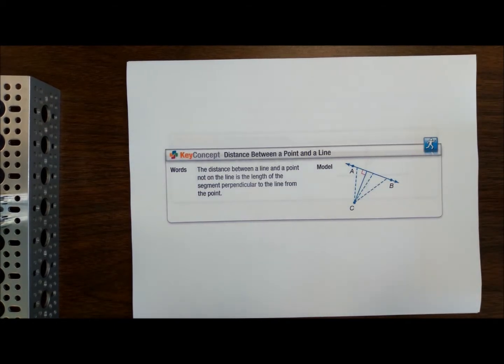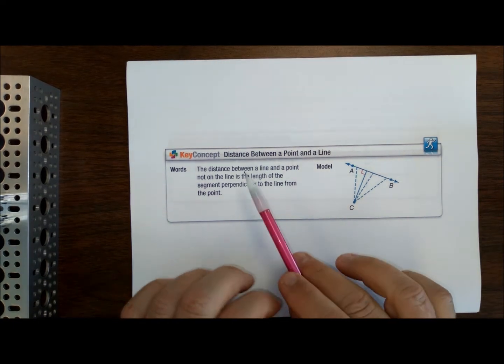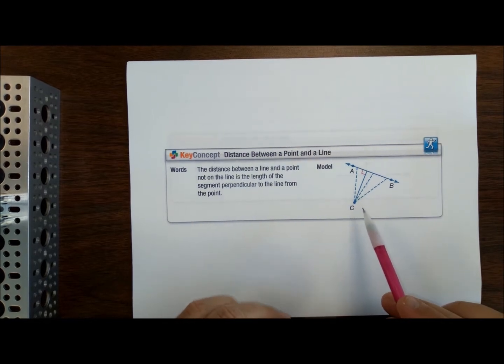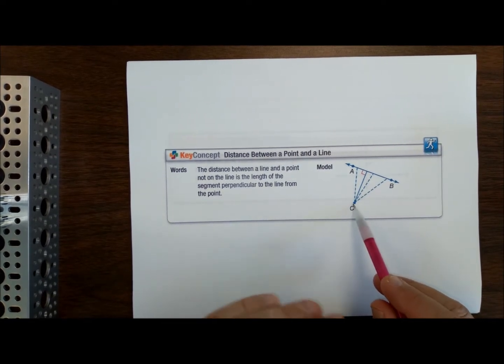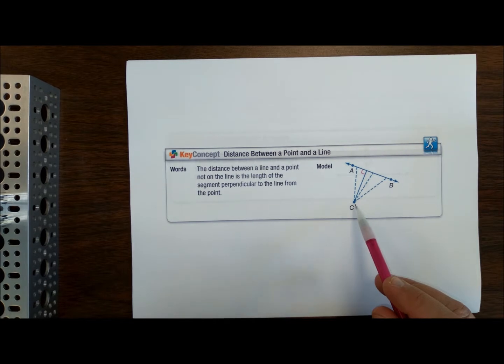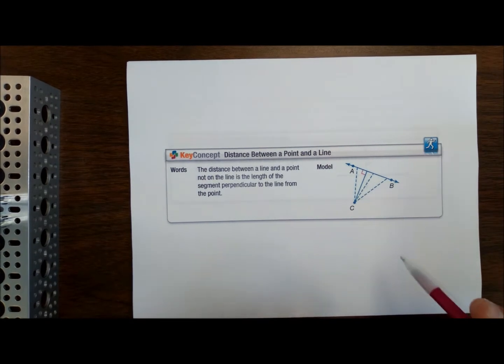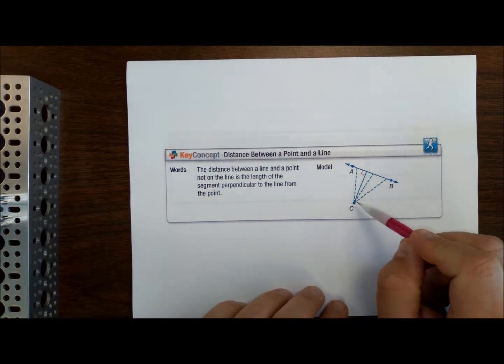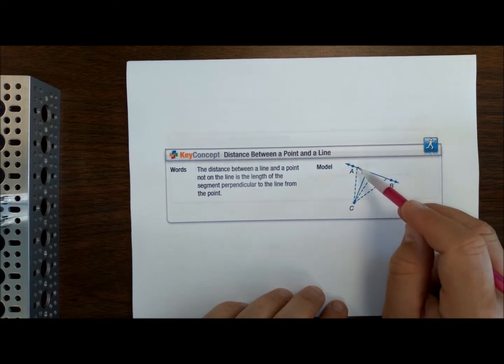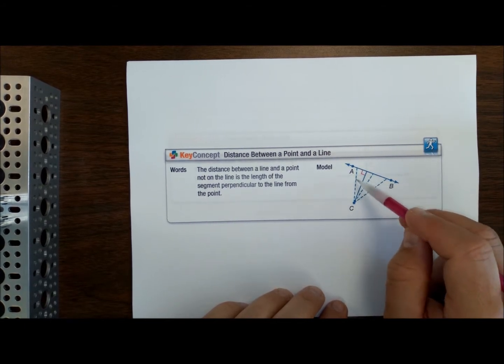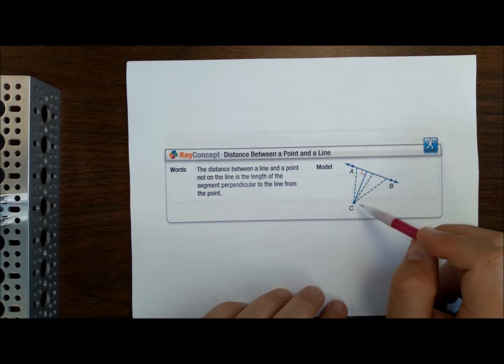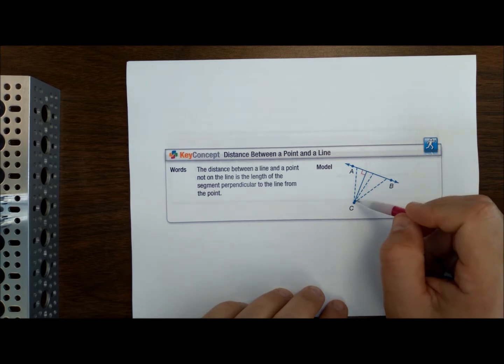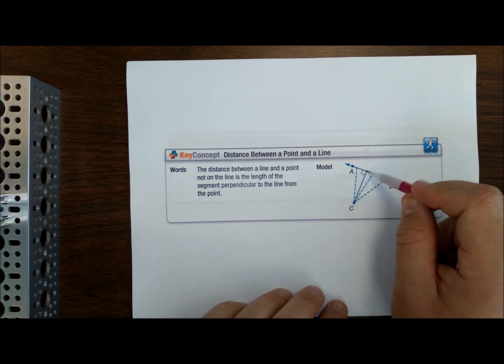All right, before we do that, let's talk about what we mean when we refer to the distance between a point and a line, okay? Let's say I've got this point C. How far is point C from this line AB, okay? It isn't the distance along these dashed lines. It's not the distance along this dashed line or this dashed line or this dashed line. It is the distance along this line segment.